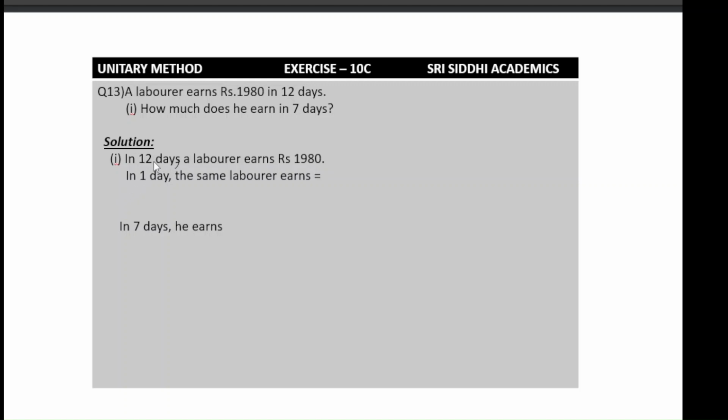So why I have written like that? Because I want to calculate in one day how much does the laborer earn. So it will be 1980 divided by 12. So 12 ones are 12. 19 minus 12, how much will it be? 7. 7 will come here. So 6 2s are 12, 6 6s are 72. Then 78 minus 72 is 6. So again it will be 12 5s are 60, right? So it is rupees 165.